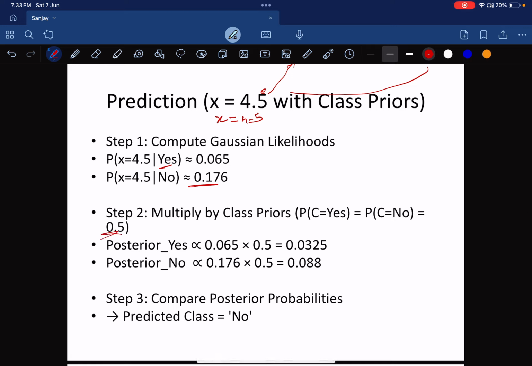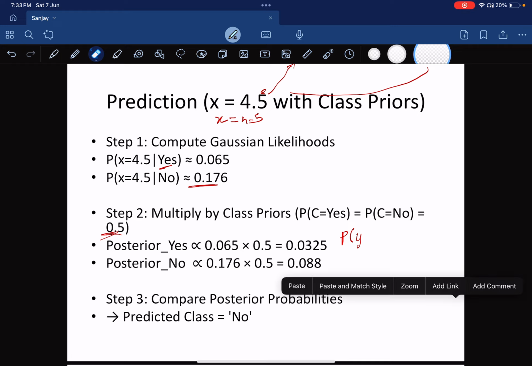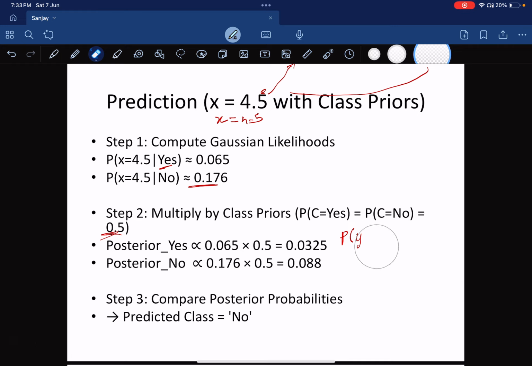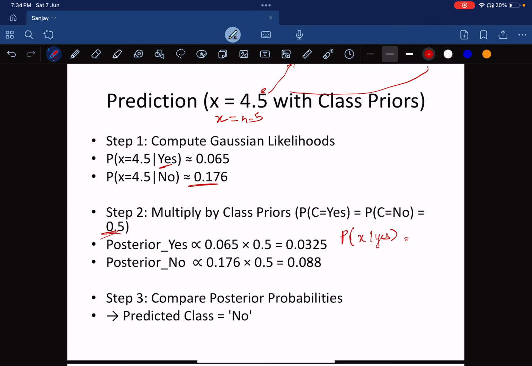After finding this probability, we simply substitute it in the formula. The formula is the probability of Yes given X. We found that there is only one feature. This is a conditional probability, and I will explain this in the normal distribution video, so you can watch it there.